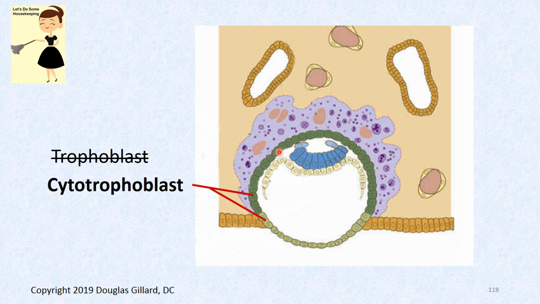And again, authors are terrible. They'll flip, even in the same paragraph, they'll call it trophoblast, and a few words later, they'll call it cytotrophoblast. Drives you crazy. But they're AKAs for each other.